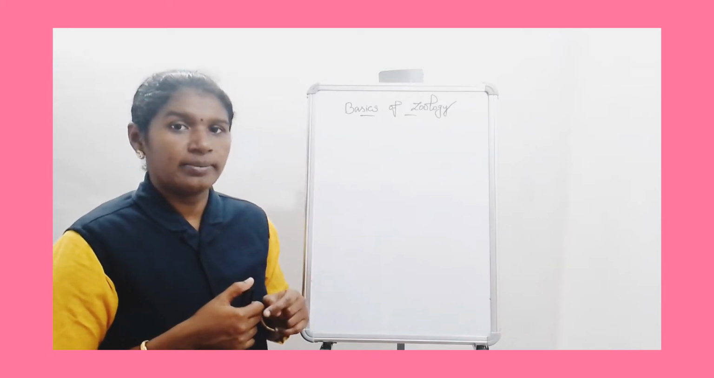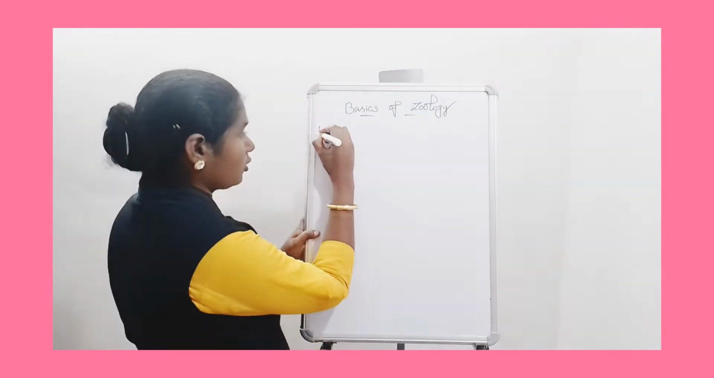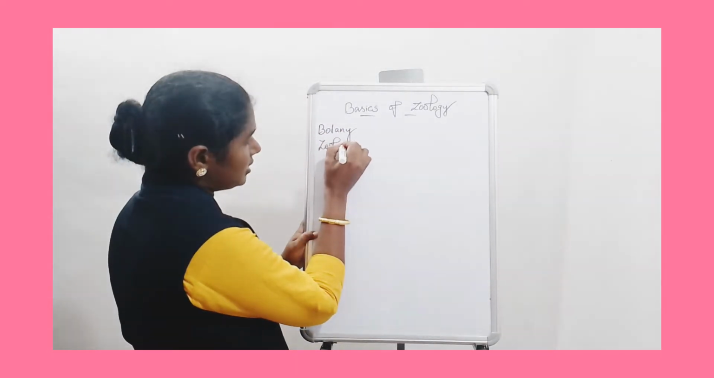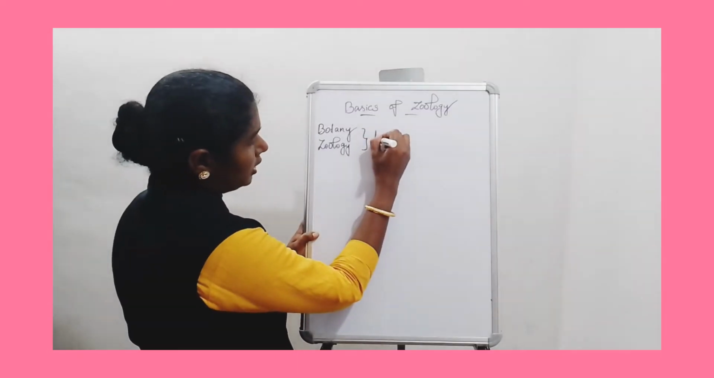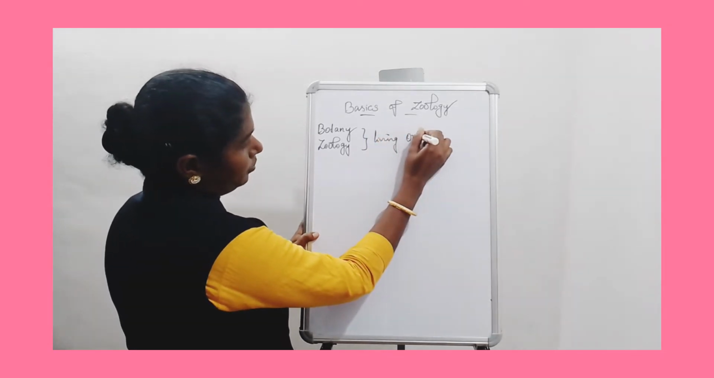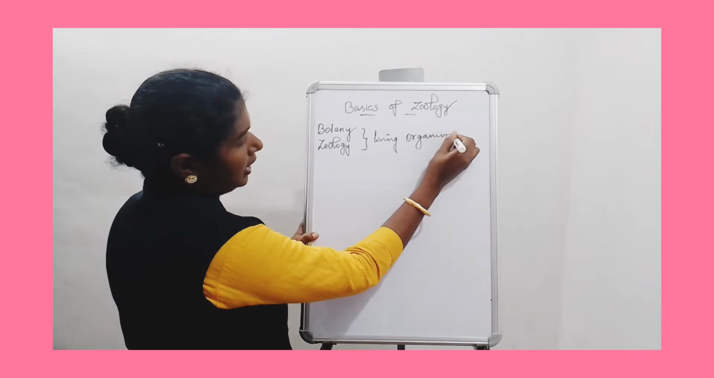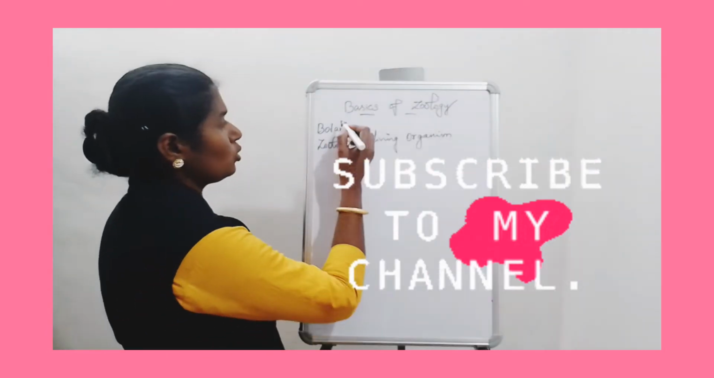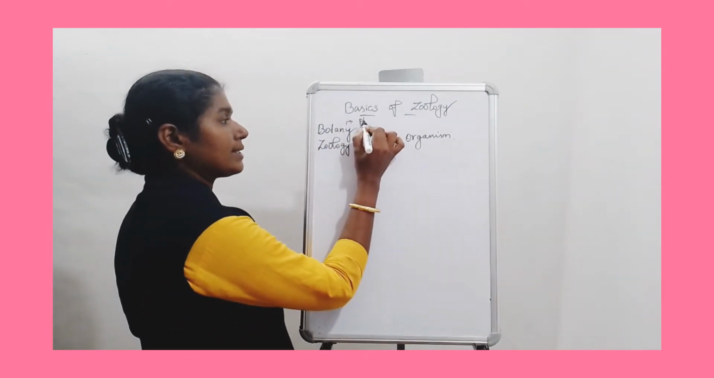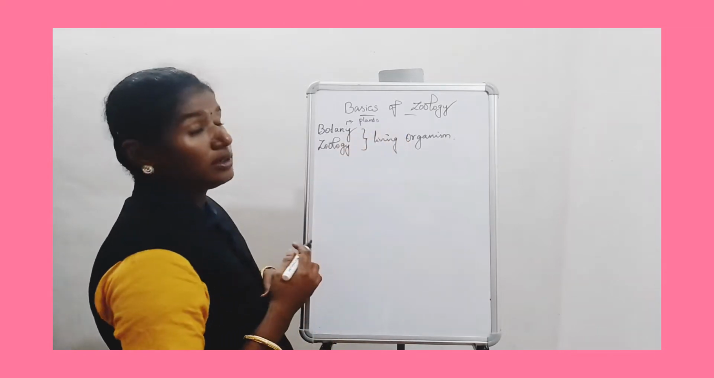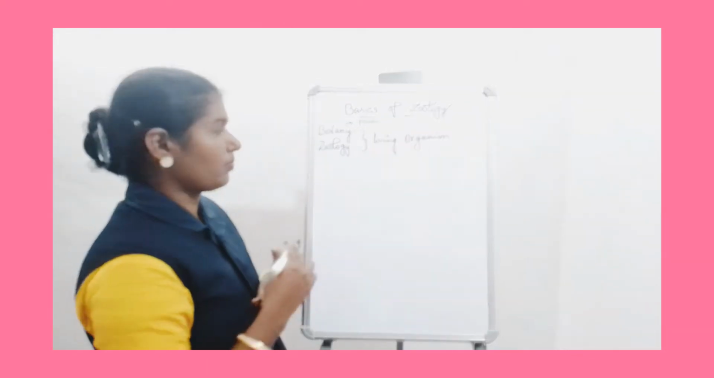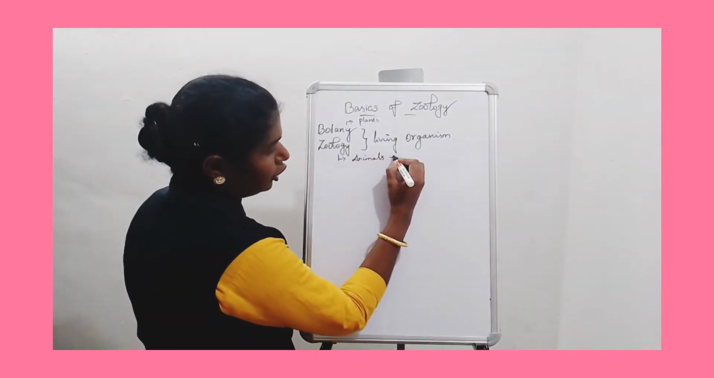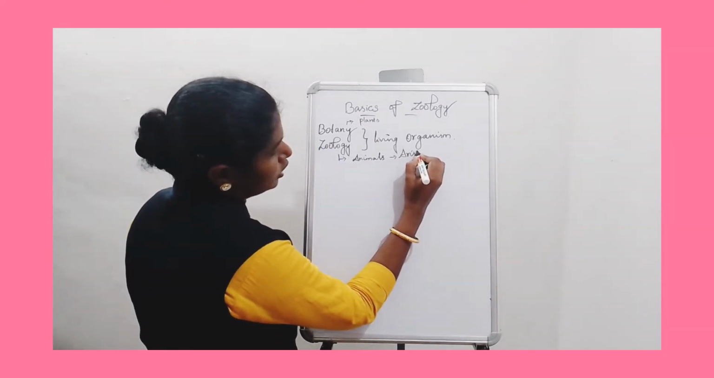For zoology and botany, the main thing we are going to learn about is the living organism. It's not only the living organism, but also the life and life activity and life process of the living organism. So botany means to study about plants. The father of botany is Theophrastus. And zoology is to study about animals. And the father of zoology is Aristotle.